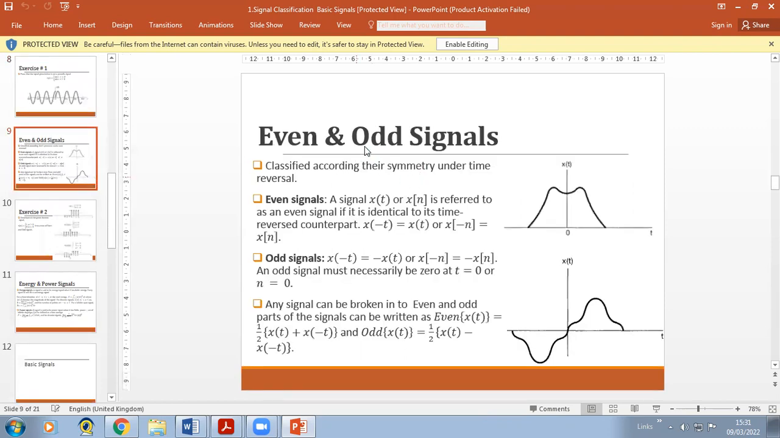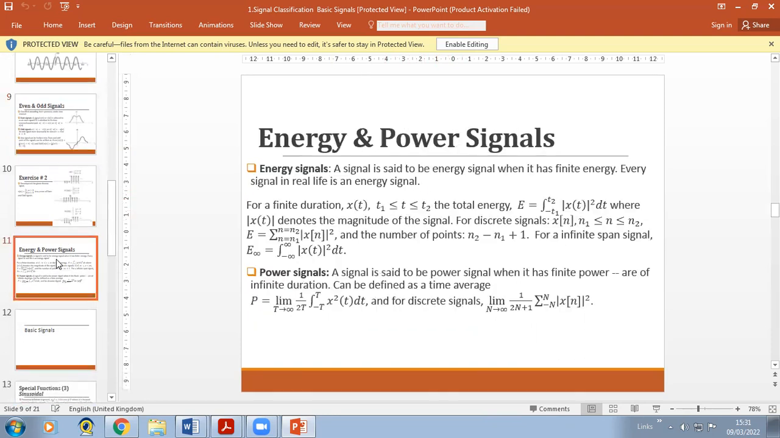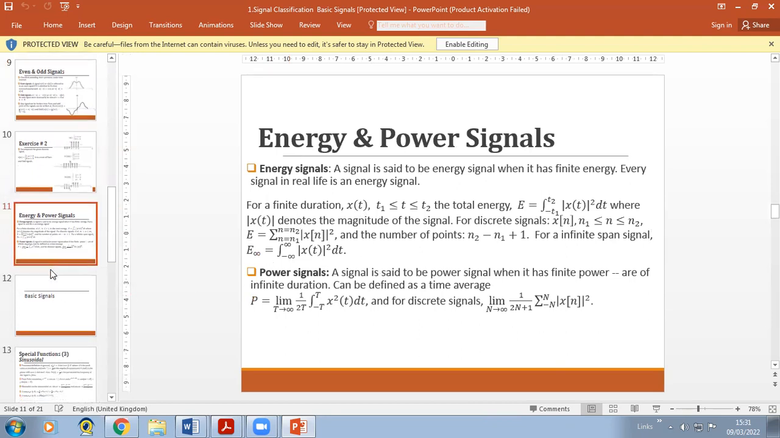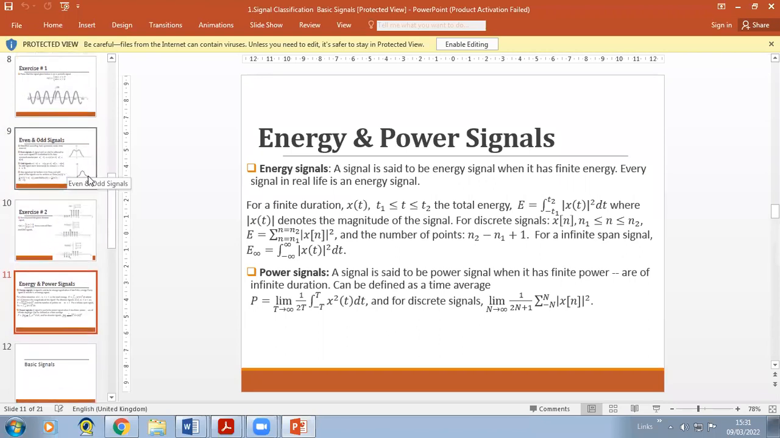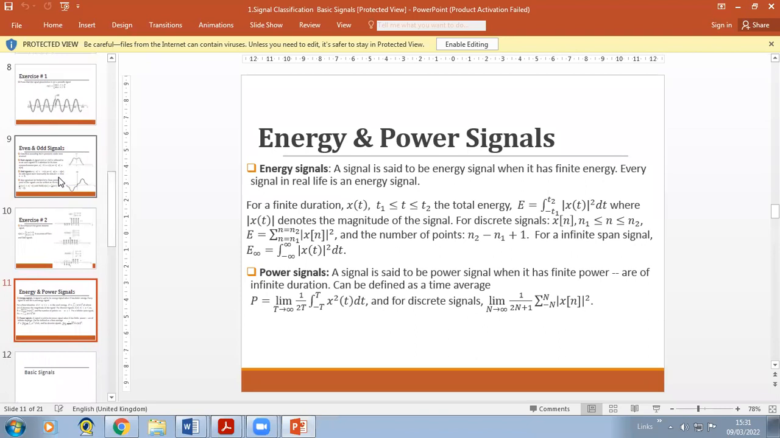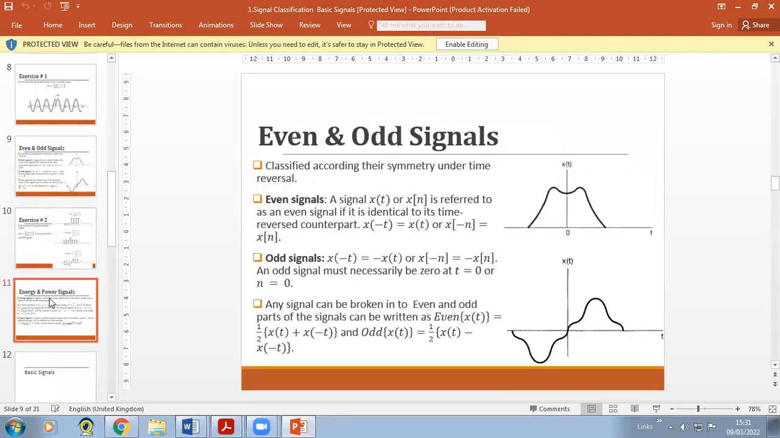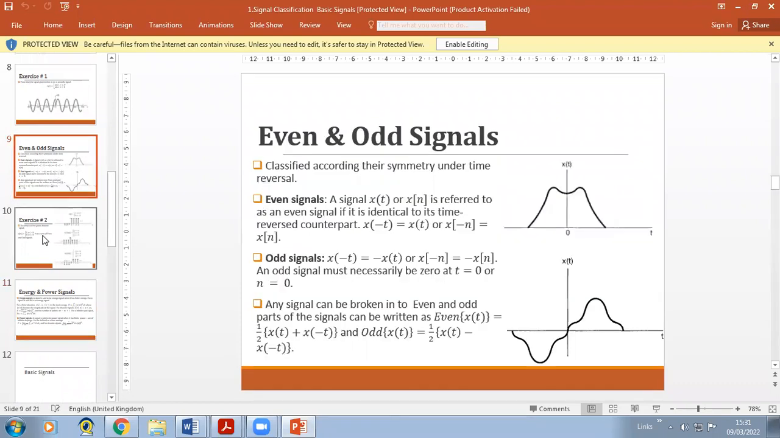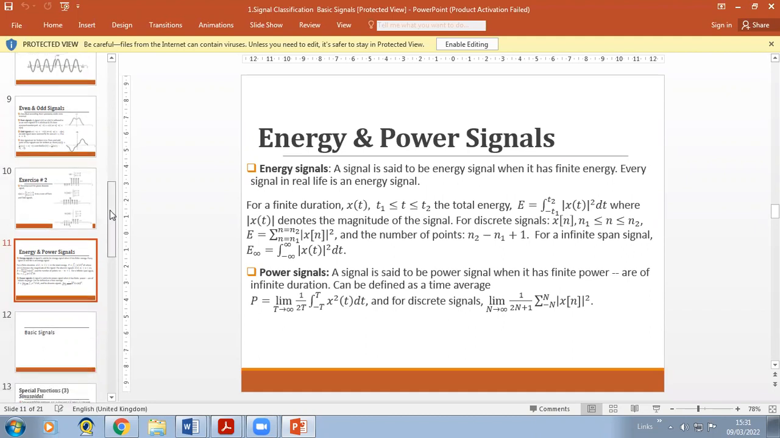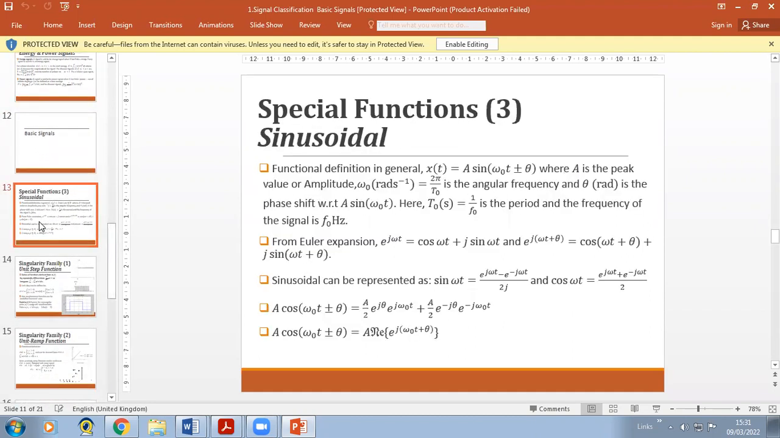And we have even and odd signals. Still we are not discussing this. I am not going to discuss it here. And we have another, energy and power signals. I'm not going to discuss this here. Actually, I have missed these slides, slides 9, 10, 11, and I jumped to this slide.